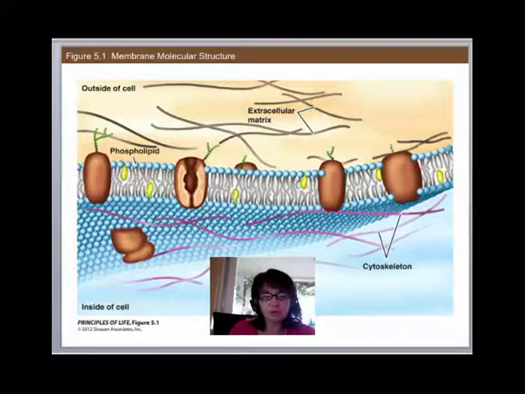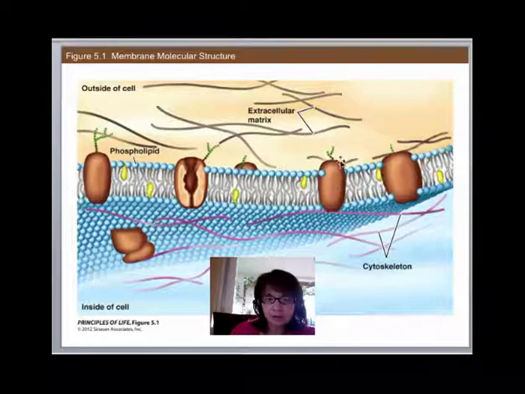Welcome to Chapter 5, Membrane Structure and Diffusion, part 1. This picture is a cartoon version of the cell membrane. We've got the bilayer. You're familiar with the phospholipid heads and tails. We've got embedded proteins that you'll hear a lot more about.